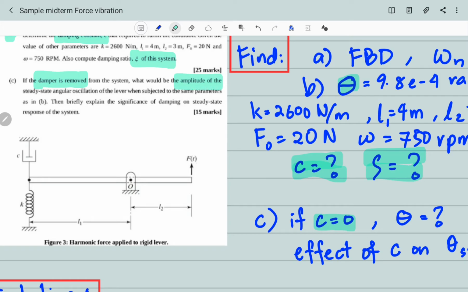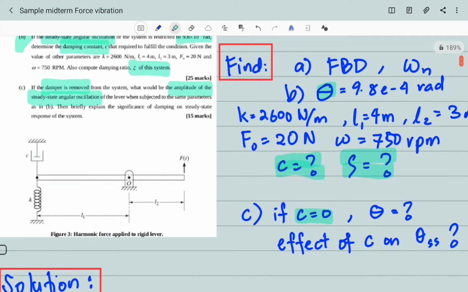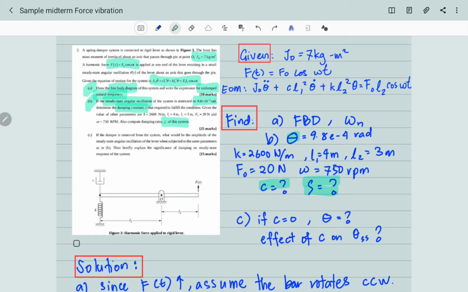So the amplitude of the steady state angular oscillation. Angular oscillation is theta, and the amplitude is capital theta. If it says amplitude of the steady state, your steady state response also relates to damping. So the second part of it is on the effect of C on theta steady state. That's why it says here, briefly explain the significance of damping on the steady state response of the system. Okay, let us go ahead and solve for part A.